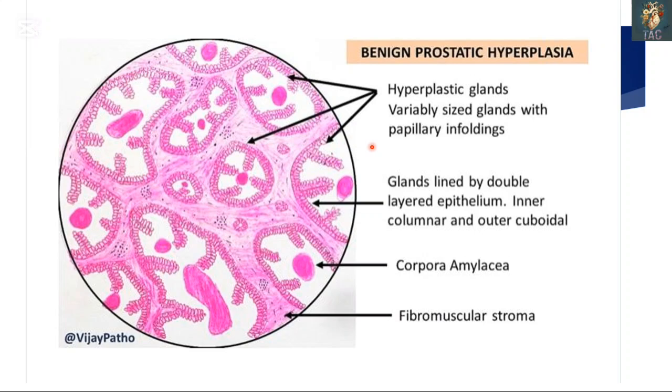Dear students, now we are having a slide of benign prostatic hyperplasia, which is a very common condition in elderly men resulting from androgen-driven hyperplasia of both stromal and glandular components of the prostate in periurethral zone. Microscopically, the features are very prominent: hyperplastic glands of variable sizes. Some glands have papillary infoldings. Glands are lined by double layered epithelium. Inner is columnar and outer is cuboidal. The glandular lumina are filled by proteinaceous secretions known as corpora amylacea, and this eosinophilic tissue is known as fibromuscular stroma, which is spread all over the tissue between the glands and surrounding the glands.